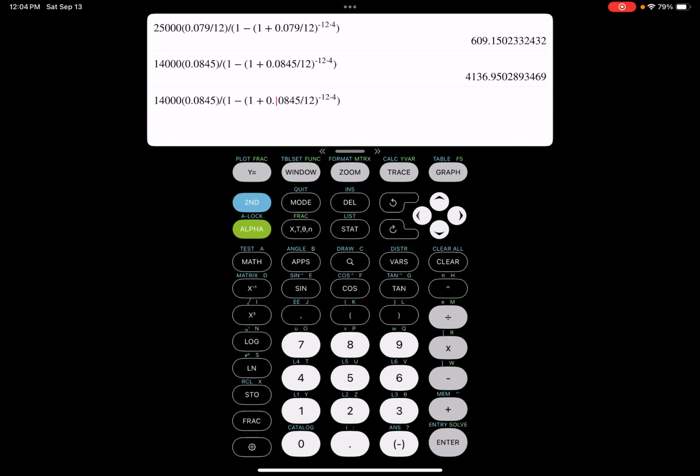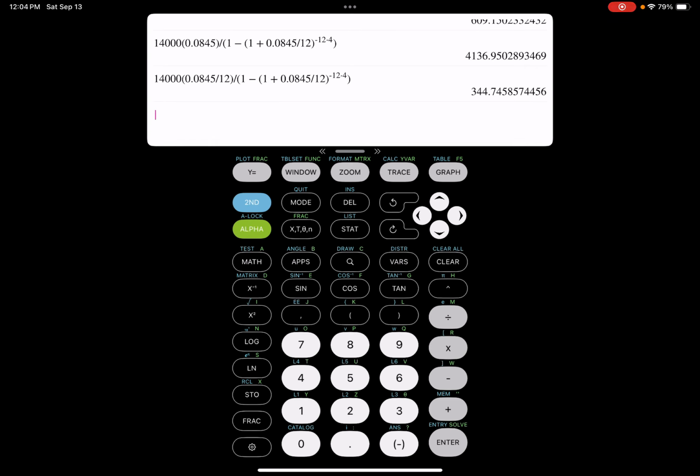I'm having P times R over N. Where is my N? I forgot to put my N. So divided by 12, that is N. And double check if everything is good. So P times R over N divided by 1 minus parentheses 1 plus R over N to the negative nth power, and then close the parentheses. Yes, no problem. All right, yes, this is the correct answer.